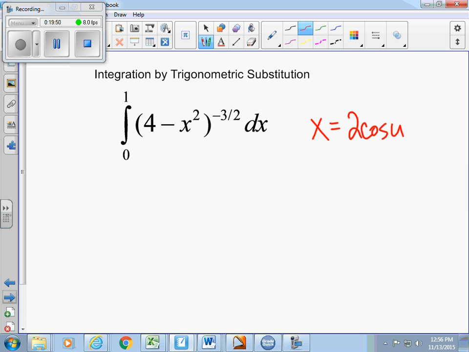So, if I let x be 2 cosine of u, then dx would be what? Negative 2 sine of u du. Any questions about that so far?